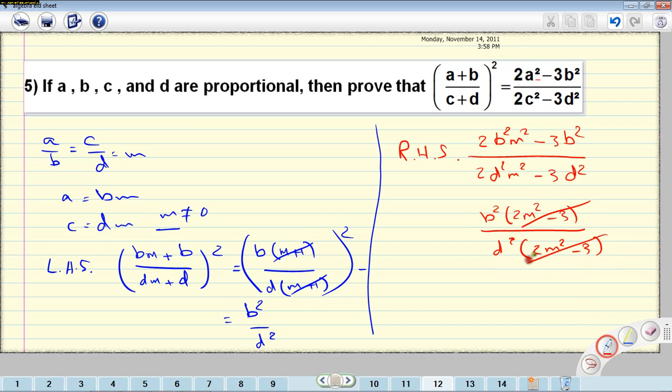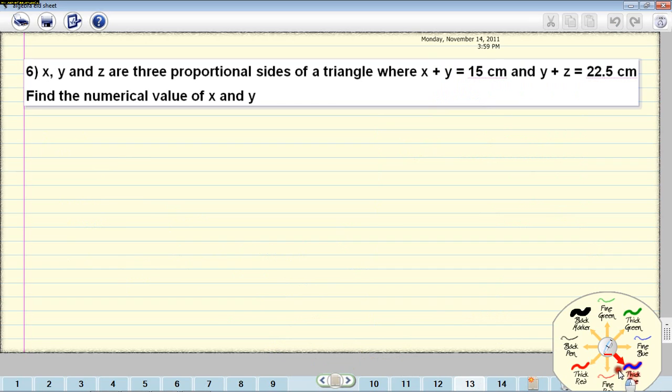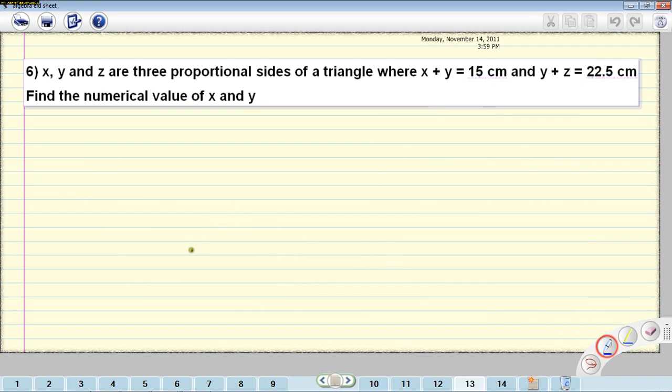And this would be cancelled with this, so the answer is b to the power of 2 over d to the power of 2. So the right hand side is the same as the left hand side. Next question. X, Y, and Z are three proportion sides. This is for continued proportion because it says there are only 3, which means that X over Y equals Y over Z. And simply Y equals Zm and X equals Zm to the power of 2.